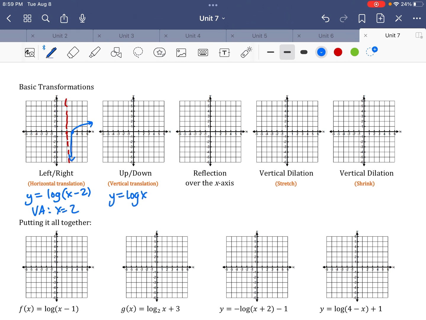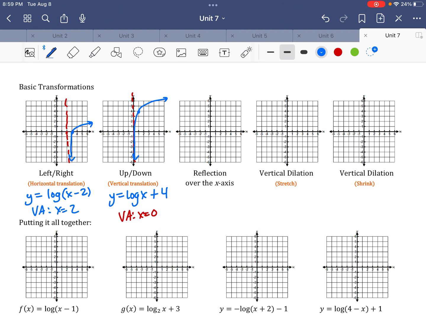Your vertical asymptote is x equals 2. All right, up or down. So let's say you had log of x, and then you put a plus 4 on the outside. So there's no change in the asymptote. Still at x equals 0, but moving things up 4, so that would be up here, and then the graph would just be up top.